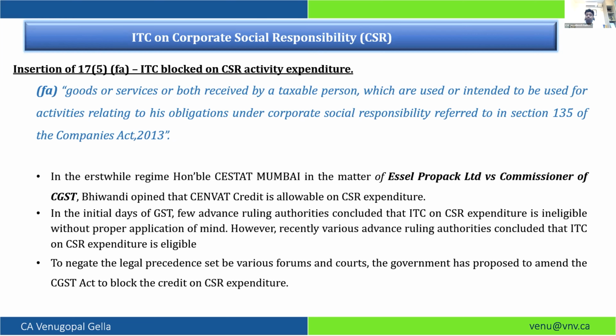ITC on CSR expenditure. This is one of the hottest topics of the last few years. Section 17, subsection 5 of the CGST Act lists the blocked credits on which ITC cannot be claimed. Now, a new clause has been added to this list: ITC on CSR expenditure cannot be availed. So from now onwards, ITC on expenditure incurred under the obligation of the CSR Act, corporate social responsibility, is not allowed. From now onwards, it is a blocked credit, that is, ineligible ITC. We cannot take the ITC on CSR expenditure.